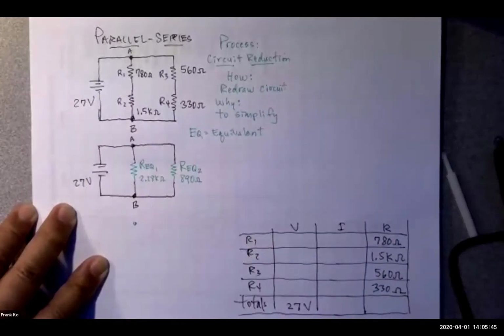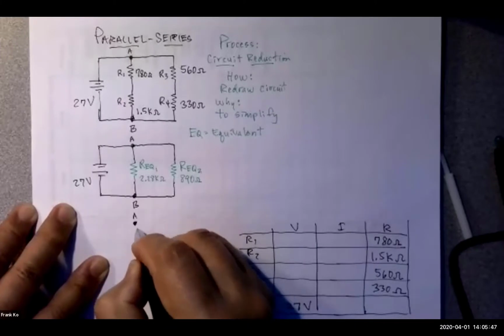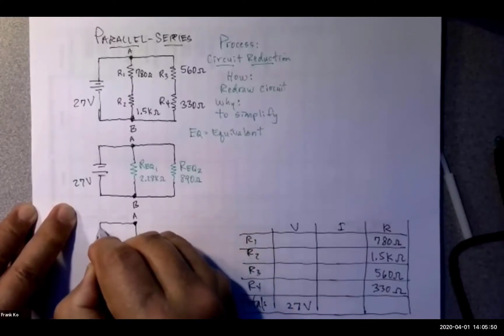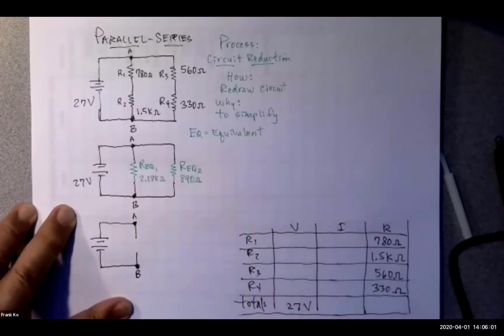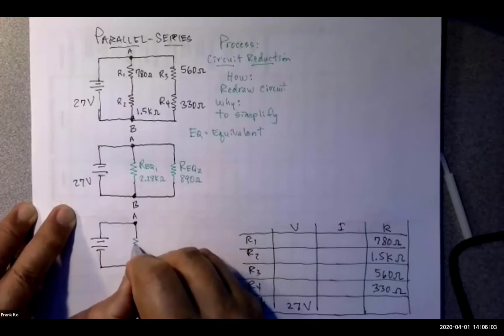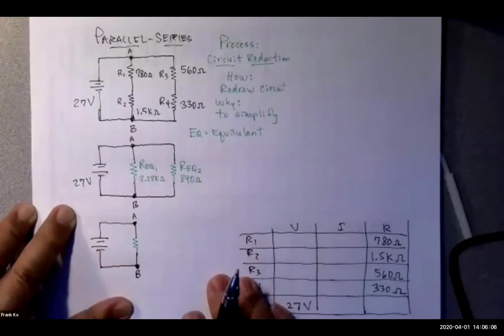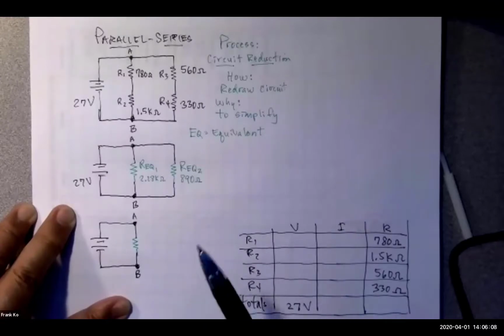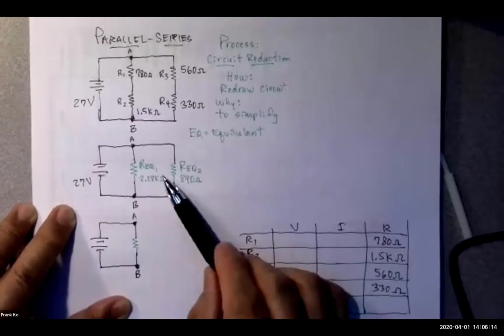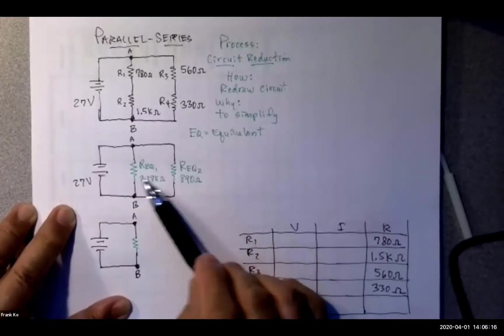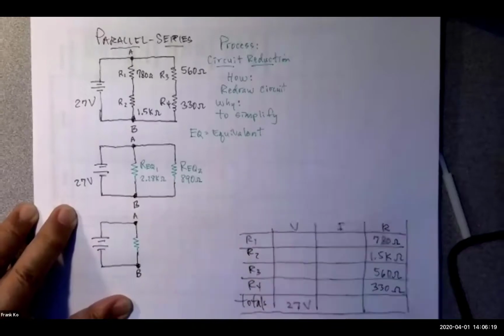Here is my point A. Back over here is my point B. And I will have these two combined. So what is the relationship now between REQ1 and REQ2 as I've drawn in this middle circuit? Question goes to Andrew. What is their relationship to each other? Are they in series? Are they in parallel? They're in parallel.